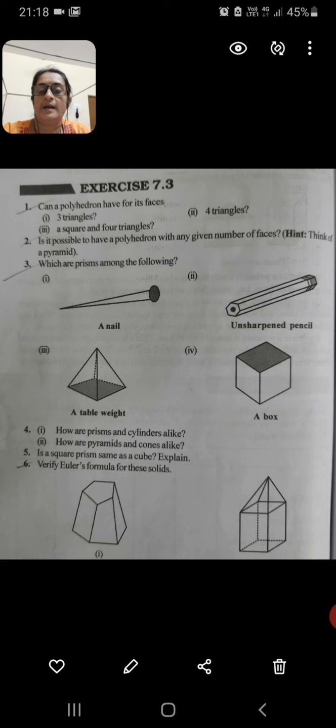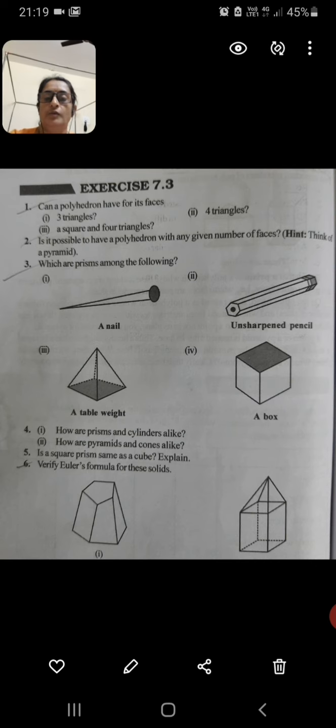Next, how are pyramids and cones alike? Children, you know, a pyramid base can be anything. It may be a triangle, it may be a square, it may be a pentagon also, and at the other end will be only 1 vertex. Even in a cone, the base will be a circle and the other side will be only 1 vertex. So the pyramid and cone have one side with a single vertex, and the other side it may be a circle or any other polygon. Fine.